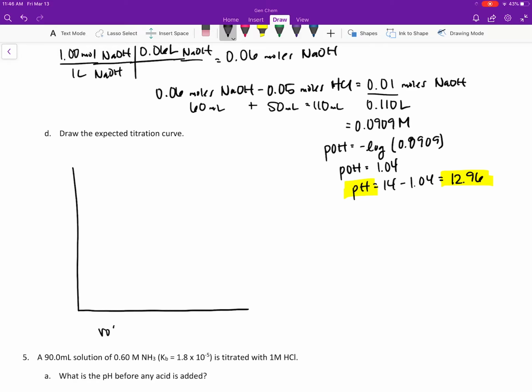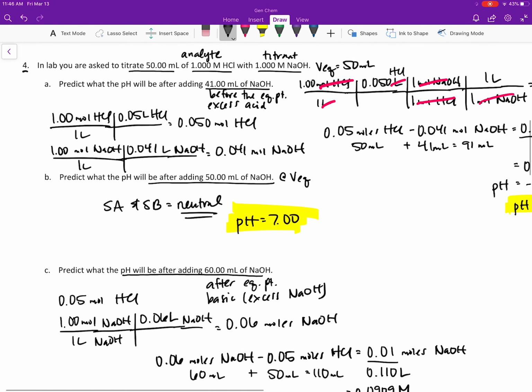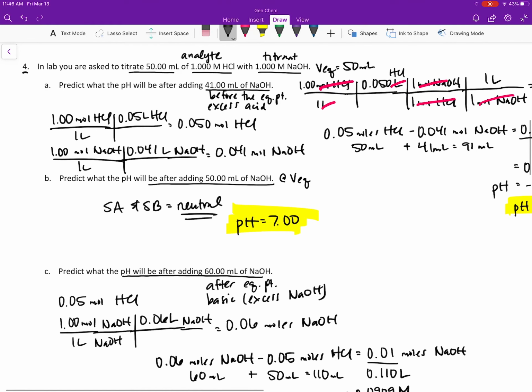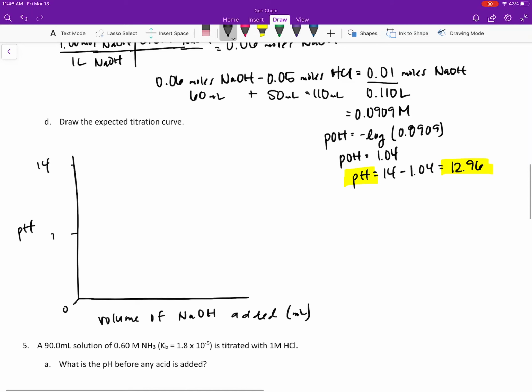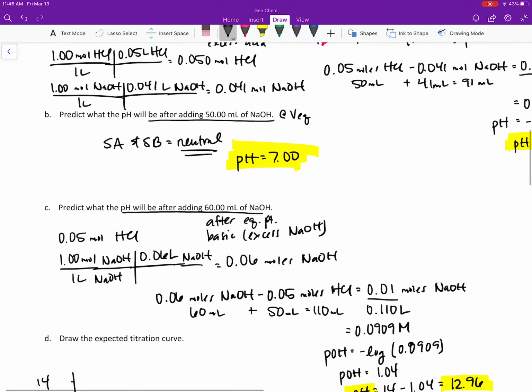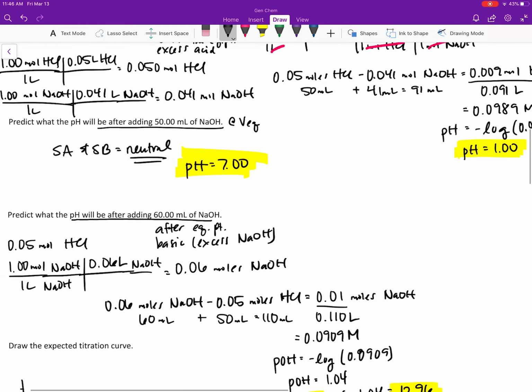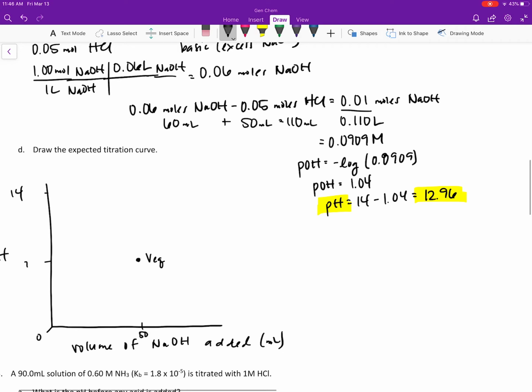This is volume of NaOH added because it is my titrant, and that's in units of milliliters. This is pH 0, 7, 14. So initially I'm told, doesn't ask me to calculate initial, but I know what the pH would be after 41 milliliters. So let's make this 50, about halfway, which would be my equivalence point. And I know at 41 milliliters the pH is 1, so it's very, very low.